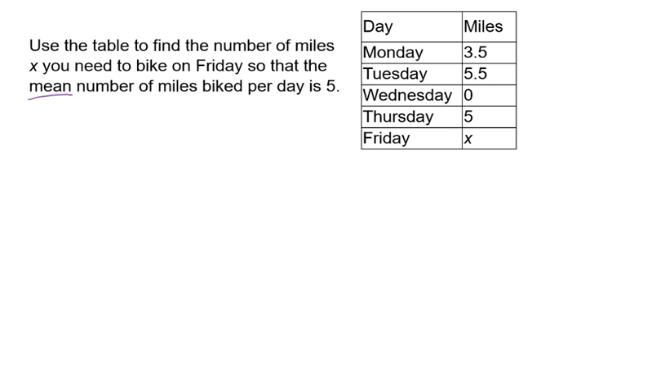So first we need to remember what the word mean is. So mean is our average. And we find that by adding up all of our values and dividing by the number of things that we added. So that tells us that we're going to need to add all of our miles together. So let's go ahead and do that.